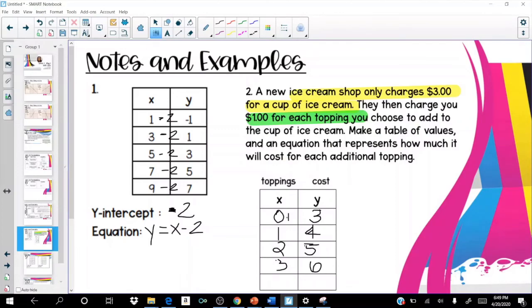So at this point, you can see that this represents an additive relationship. Each time we are adding 1. Okay, so if you have 4 toppings, it will cost you $7. So our equation would be y is equal to x plus b, which is 3. Okay.